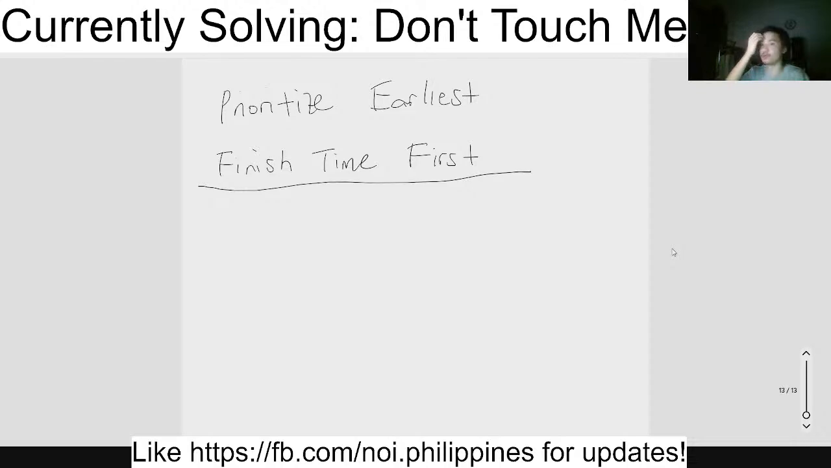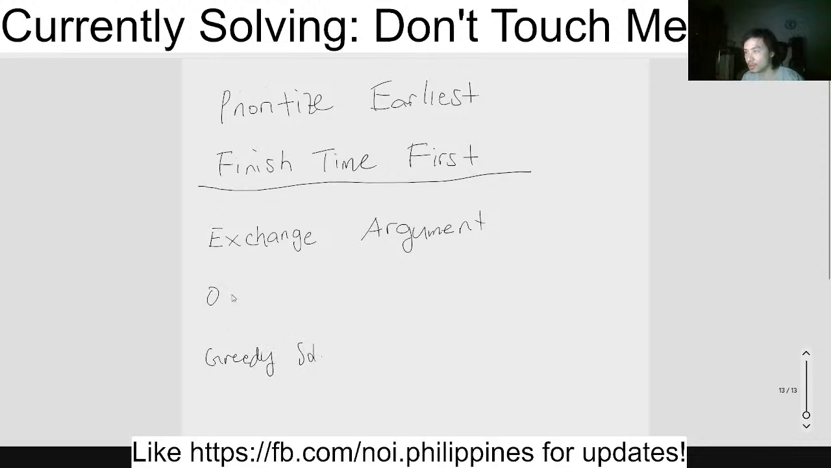Now, how do you prove that a solution like this is correct? Or how do you even prove that greedy solutions are correct in general? So the idea is you make an exchange argument. So what is an exchange argument? Well, let's pretend that you have some other solution that is not the same as your greedy solution. So this is my greedy solution. And then there's some other solution.